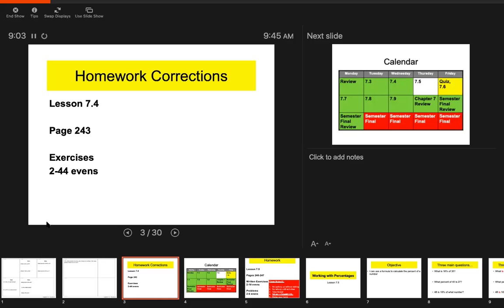Questions? Yes. 34 was, A was 1/8 and B was 0.125.